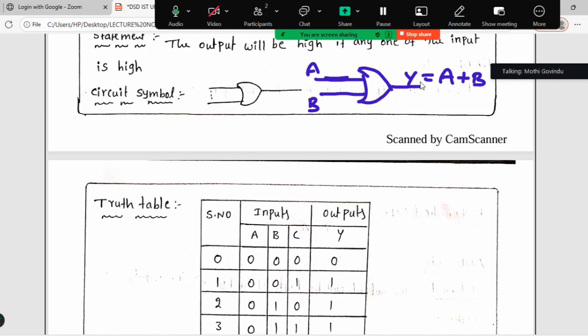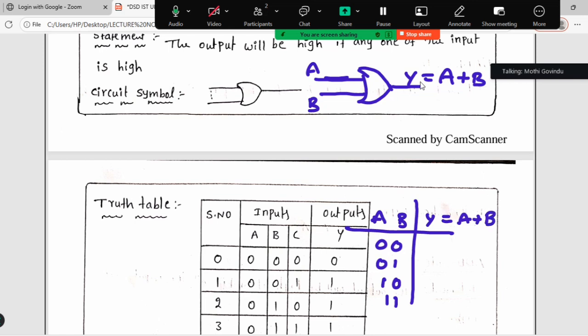Now I'm taking a, b as the inputs, and 0 0, 0 1, 1 0, 1 1. The output y equal to a plus b. So 0 plus 0 is 0, 0 plus 1 is 1, 1 plus 0 is 1, 1 plus 1 means 1, because both inputs are high, output is high. This is a logical operation, Boolean operation.